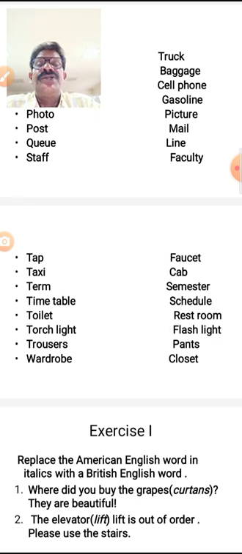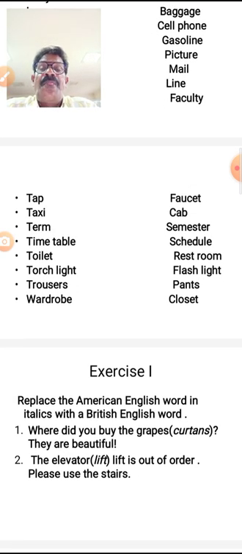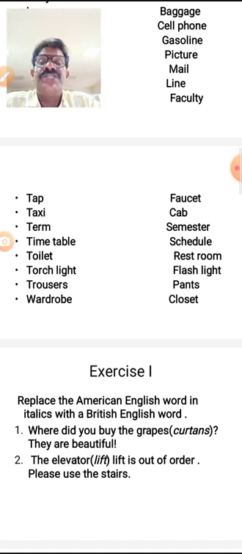In British English, it is known as faculty in American vocabulary. And then next, tap, T-A-P, tap. In British English, it is known as faucet in American English. Taxi in British English, even in India it is being used. And when it comes to America, it is known as cab.